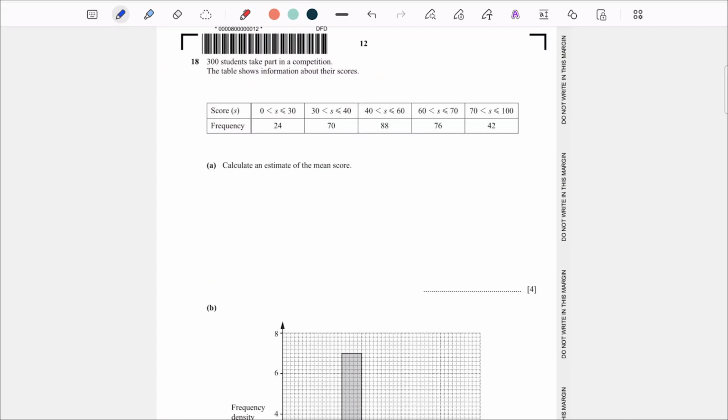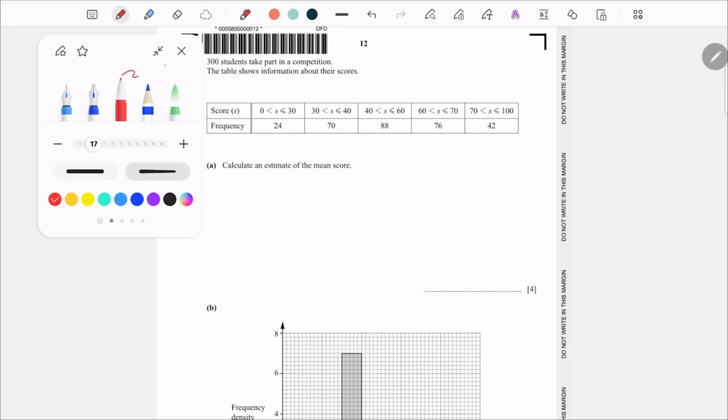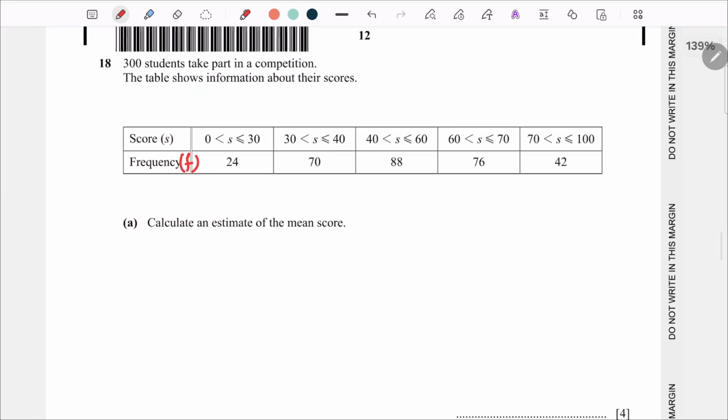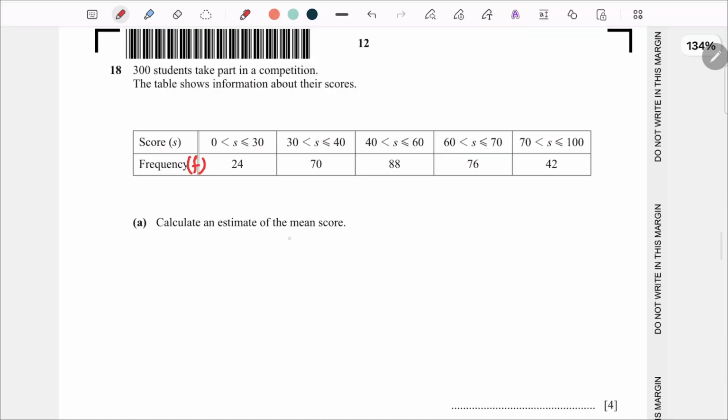Question 18. 300 students take part in a competition. The table shows information about their scores. The score is given, the frequency is given. Frequency is basically f. F is frequency. And part A is telling us to calculate an estimate of the mean score. Mean, the formula for mean is sigma fx divided by total.